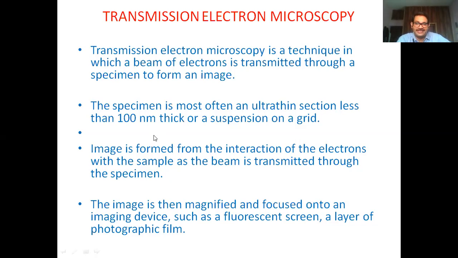The image is formed from the interaction of the electrons within the sample as the beam is transmitted through the specimen. The electrons interact with the atoms and electrons of the sample, thereby forming the image. This image is then magnified and focused onto an imaging device, such as a fluorescent screen, a layer of photographic film, or a computer monitor, where we visualize the image.